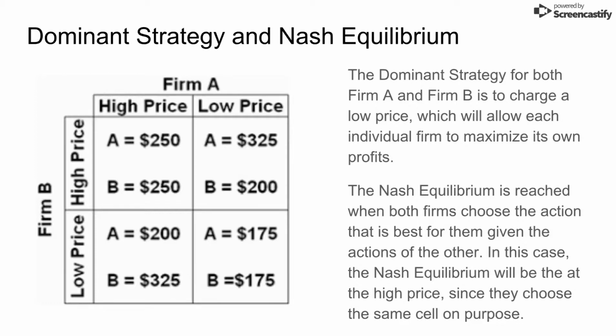The Nash equilibrium is reached when both firms choose the action that is best for them given the actions of the other. In this case, the Nash equilibrium will be at the high price, since they will both choose that cell on purpose, meaning that they will both most likely interact with each other and decide to both set a high price and have a higher chance of getting profit at the risk of the other firm also getting that same profit.